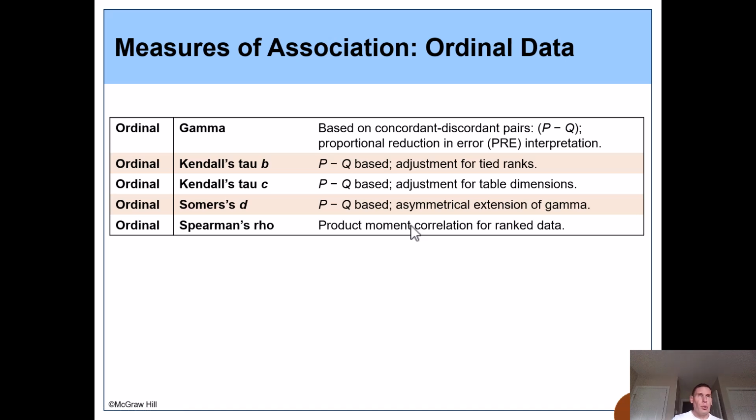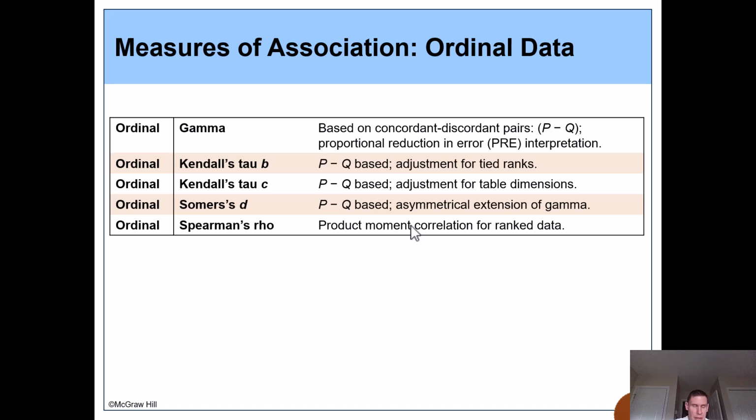Measures of association for ordinal data. We can use gamma, which is based on concordant and discordant pairs, basically P minus Q. And we're looking at the proportional reduction in error interpretation. We call that, abbreviated, the PRE interpretation. Kendall's tau, which is again P minus Q based, so it's sort of difference based. And we make an adjustment for tied ranks.